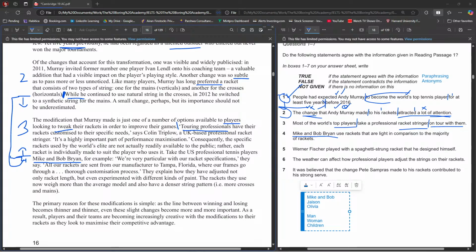So that is what I wanted to do. Just skim through this passage, look for this information once again, the third answer, and then tell me whether we should go with not given or not. I'll start here. Touring professionals have their rackets customized to their specific needs.